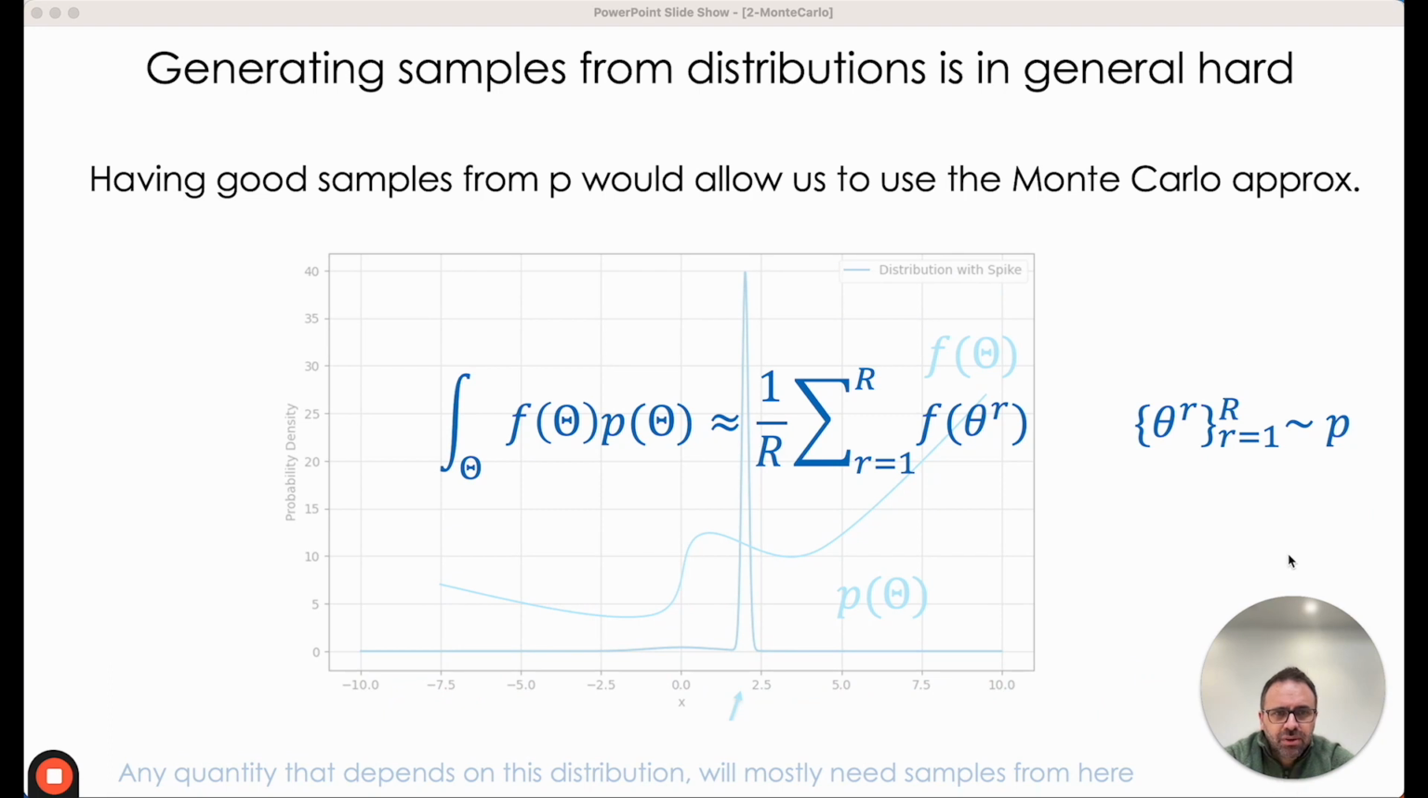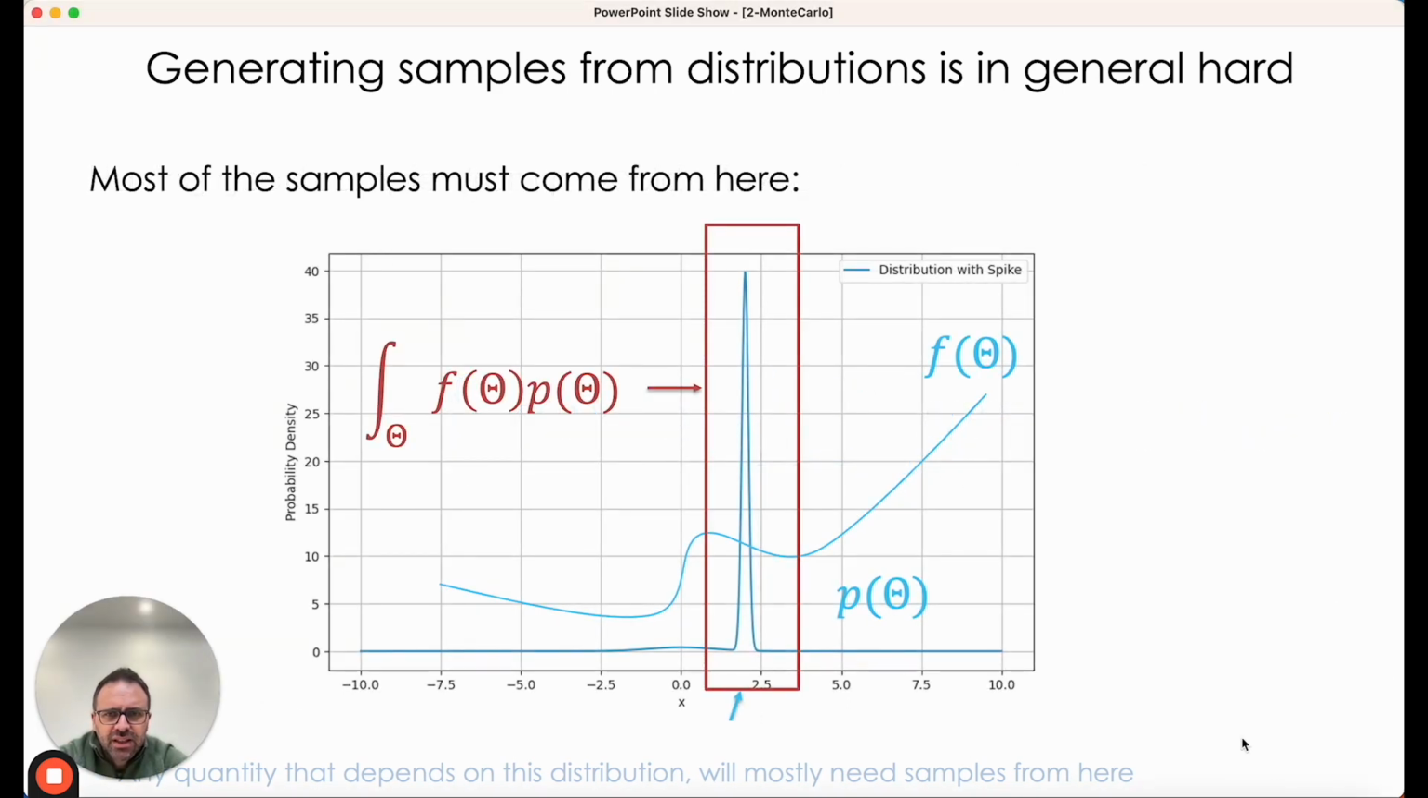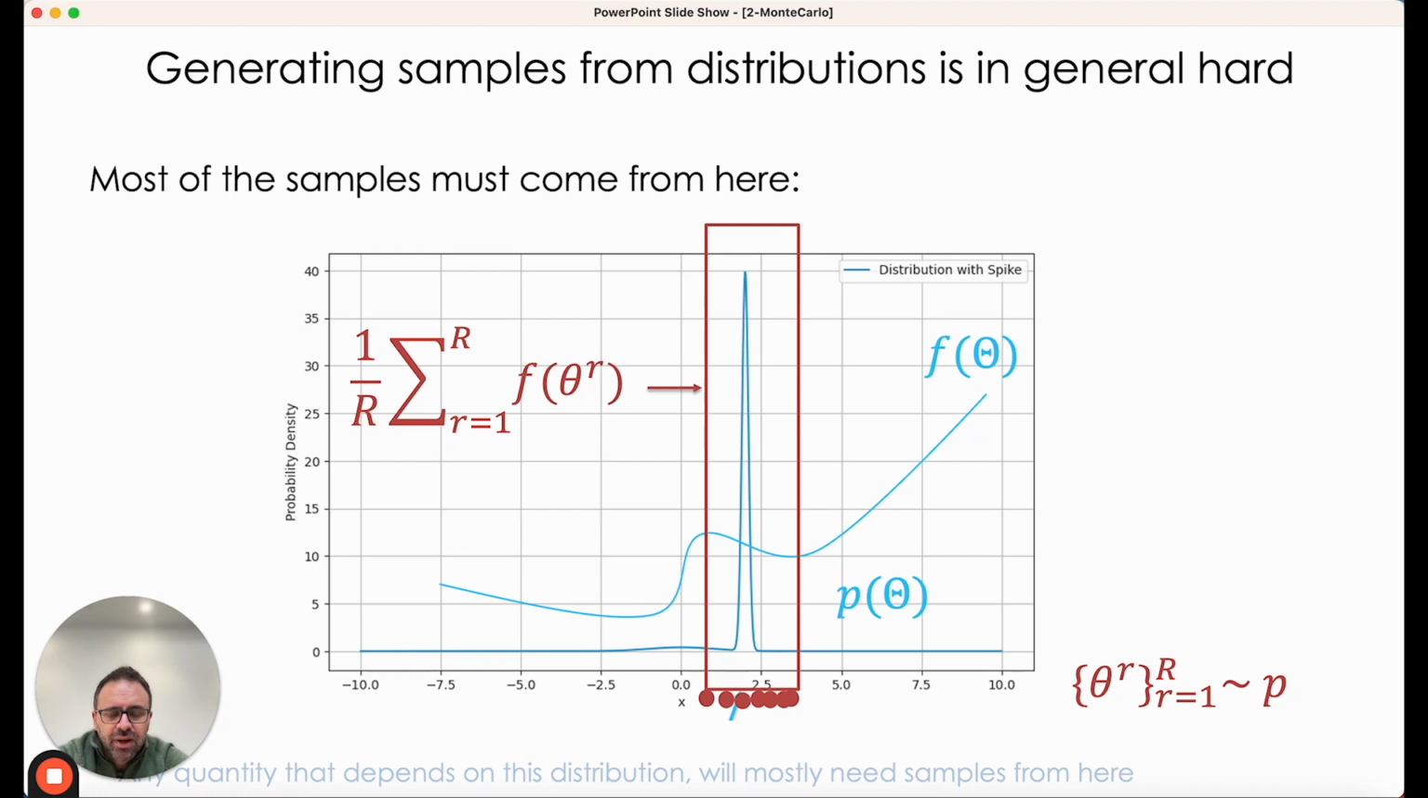After having the samples, the expectation is just the average of the function over those samples. As you can imagine, this expectation is going to mostly depend on this area, because in any other area this probability is mostly zero. So whenever we multiply the function times the probability, that term is going to be zero everywhere except here. At the end, the only samples that will really affect my calculation are the ones that fall in this area. This explains why it is very important that we are capable of generating samples in areas where the probability mass is concentrated.